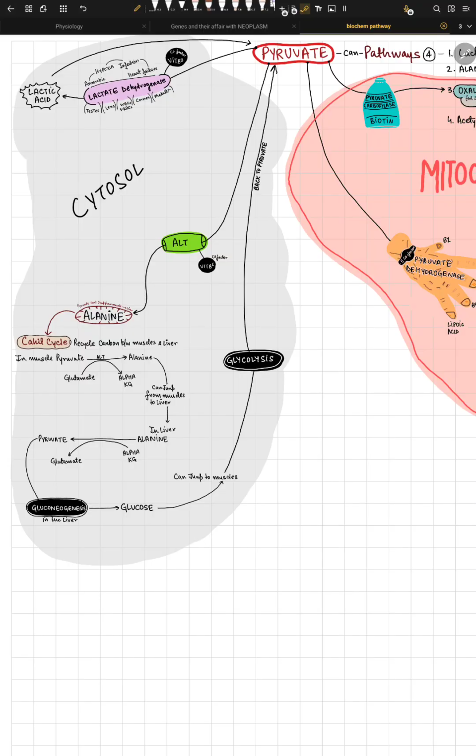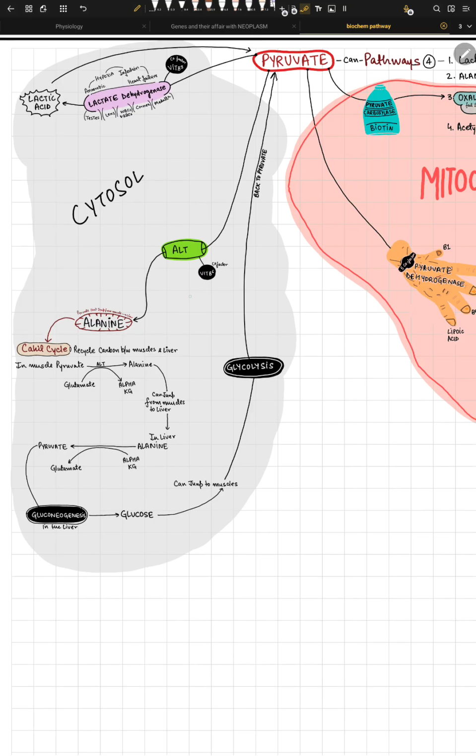And why can't the pyruvate go directly to the liver? It's a great question. The answer is that pyruvate is unstable, really unstable. It cannot cross the cell membrane really easily. But on the other hand, alanine is quite stable, and it carries both carbon, from glucose, okay, and nitrogen for the jumping, right? Because it's more stable.